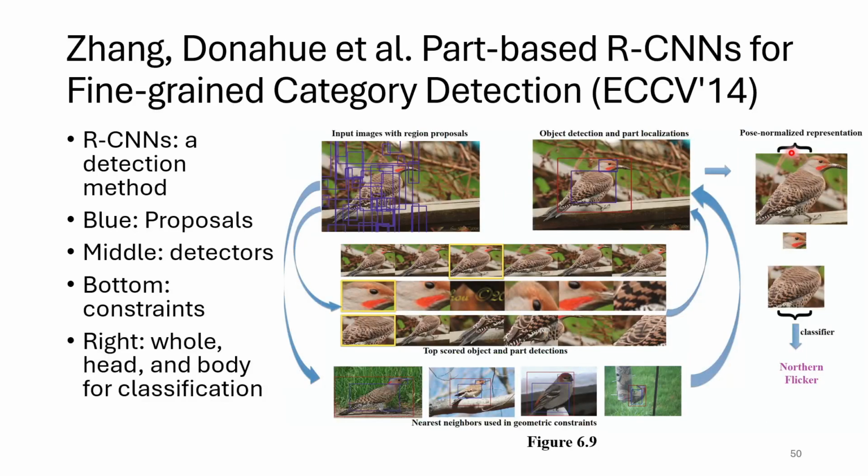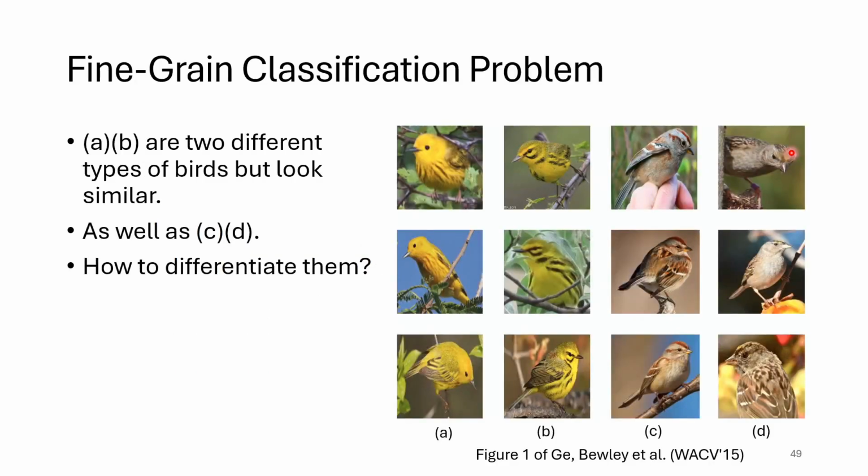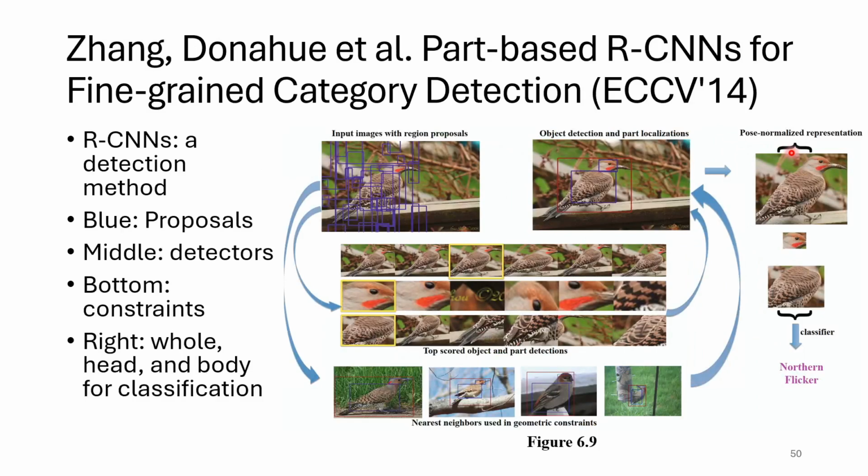Yeah, there are some algorithms. They use the part-based approach. So why do we talk about it? Because here we are talking about the part-based model. To solve the fine-grain classification problem, they use the part-based method. So this is an example.